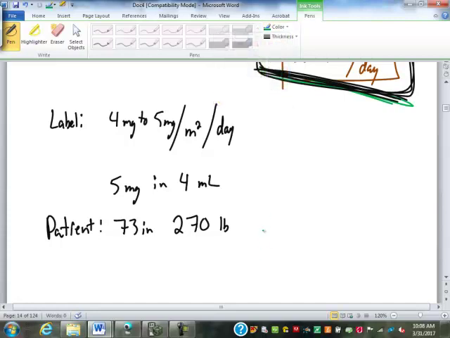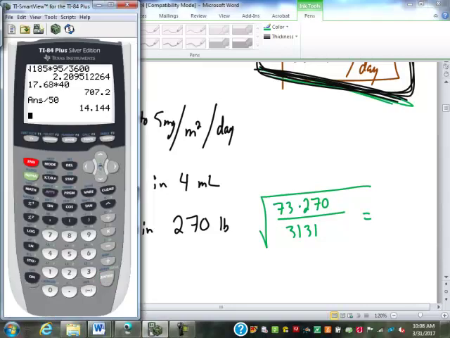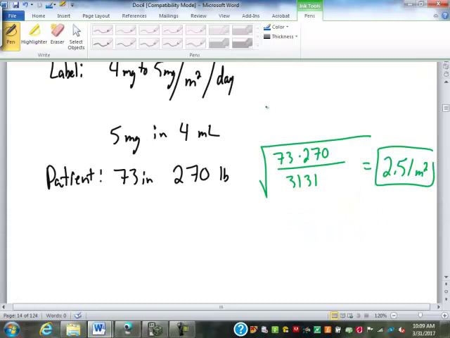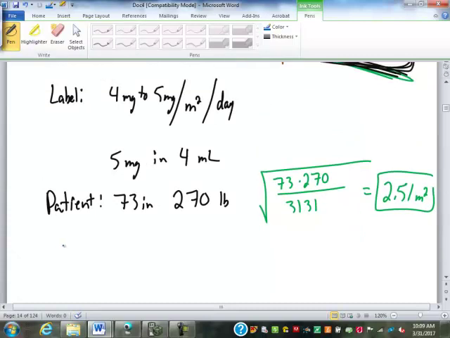So our first step is going to be to find the body surface area. Standard units, so it's 3131. So second, the square root of 73 times 270 divided by 3131. So 2.51 square meters of body surface area. So then we start off with that 2.51 to do our dosage calculation.